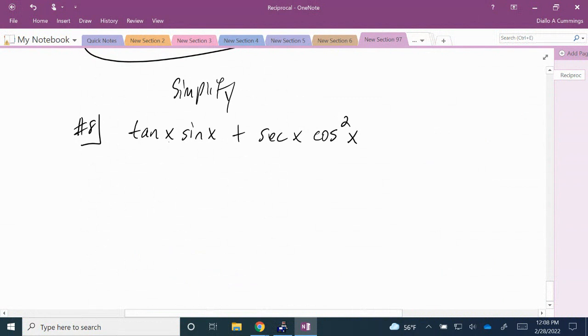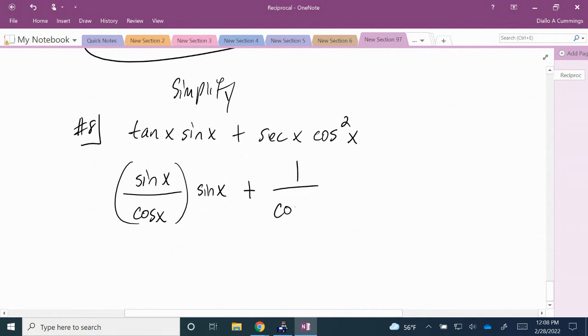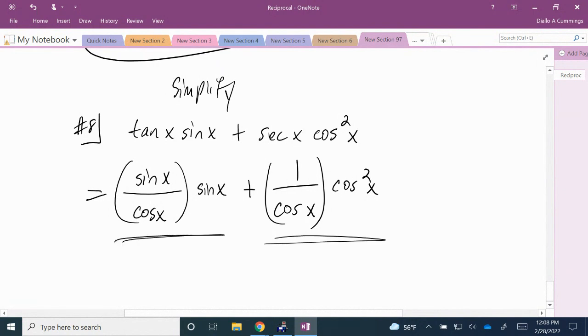So I'm going to rewrite tangent x as sine x divided by cosine x. I'm going to bring down sine x. I'm going to bring down plus. I'm going to rewrite secant x as 1 divided by cosine x. And I'm going to bring down cosine squared x. All right, so I have two terms. This is the first term and this is the second term.